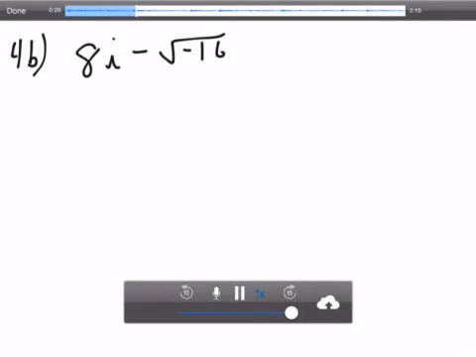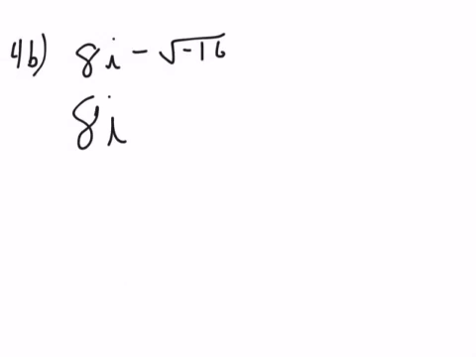Alright, so with this one, the negative square root of negative 16, we've got to simplify that. So the negative in the square root means we have an i in our problem, and then the square root of 16 is 4. So we'd have minus 4i there for that. Then 8i minus 4i is just 4i.